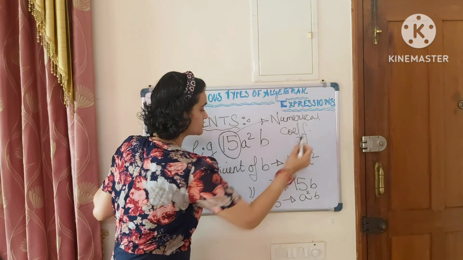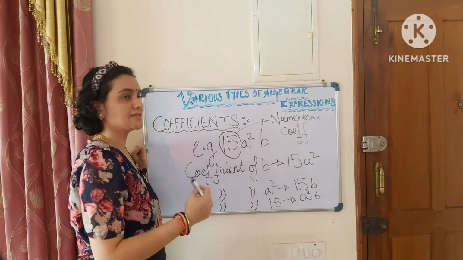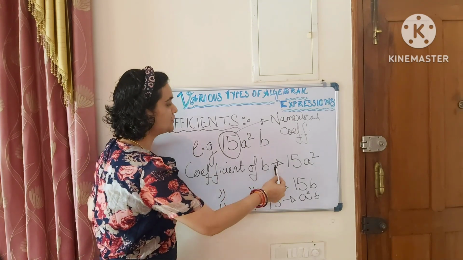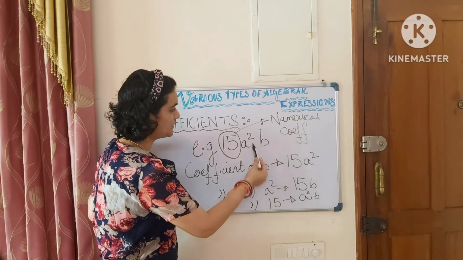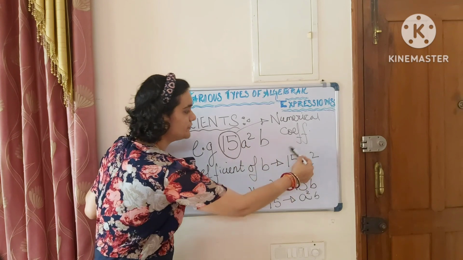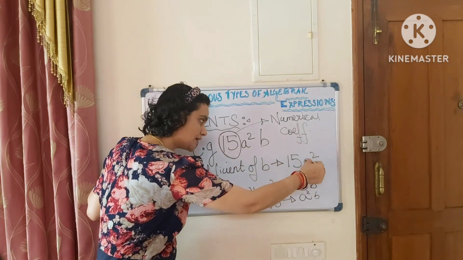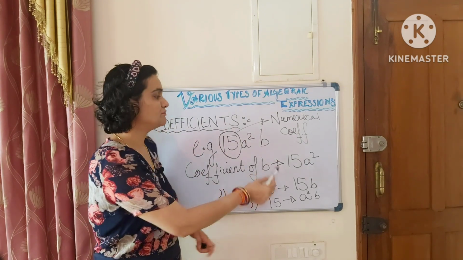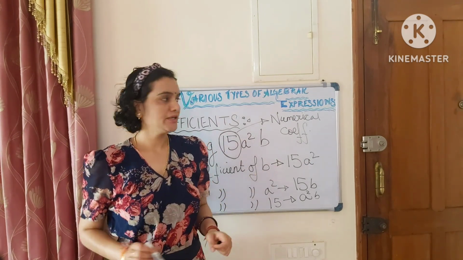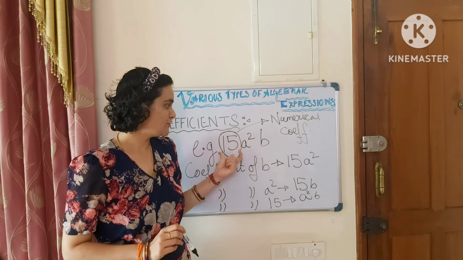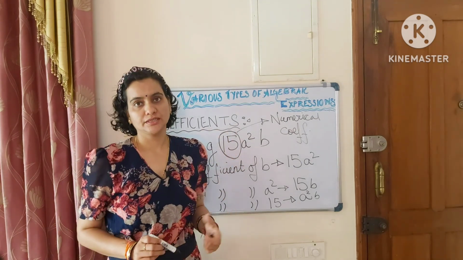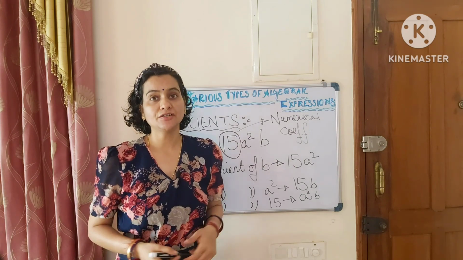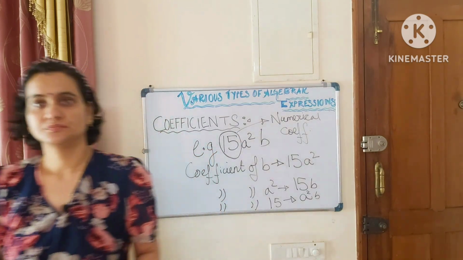Okay? And if the question is asking not the numerical coefficient but only the coefficient of b, what is multiplied with b? 15a². So this entire 15a², 15 along with this literal a², will make up the coefficient of b. So I hope you are able to make out the difference between numerical coefficient and only coefficient. If you are not able to make out, then please let me know in the comment section. I will definitely try to clear it out again.